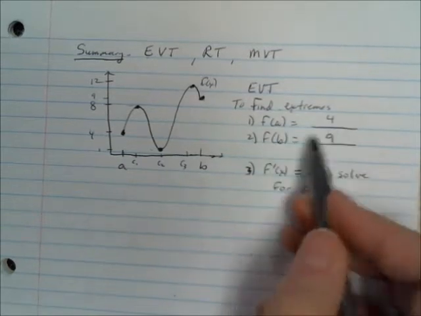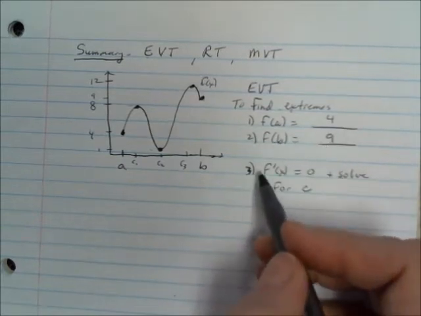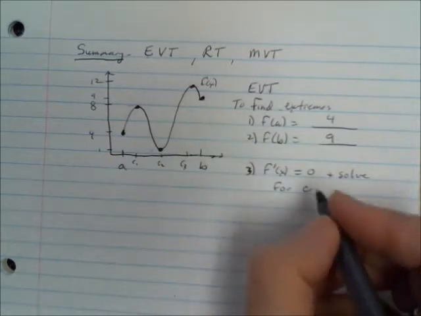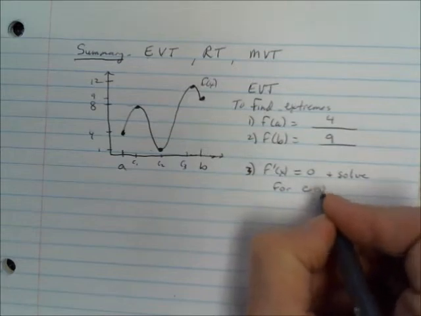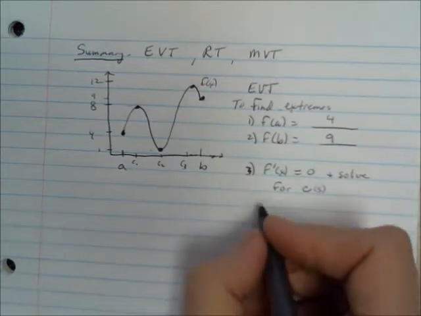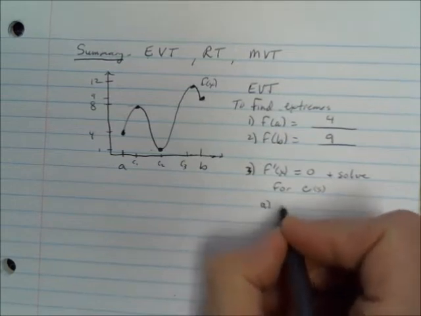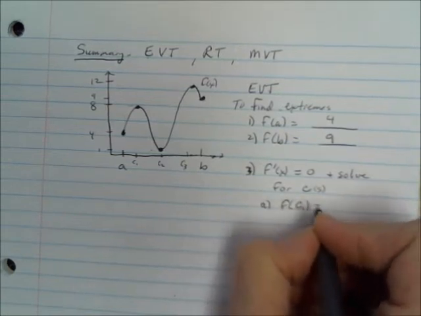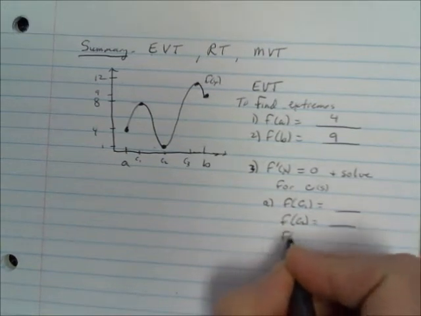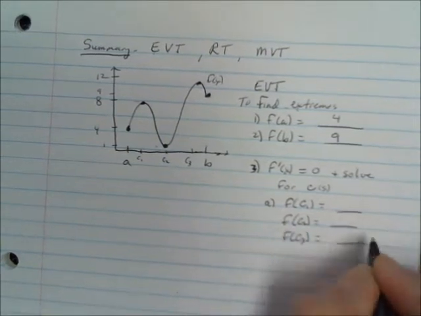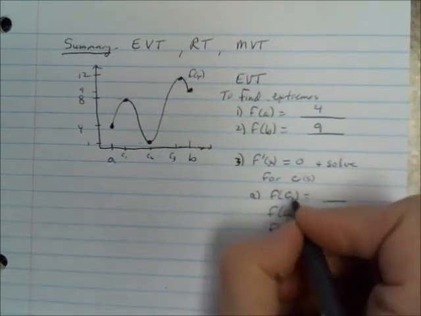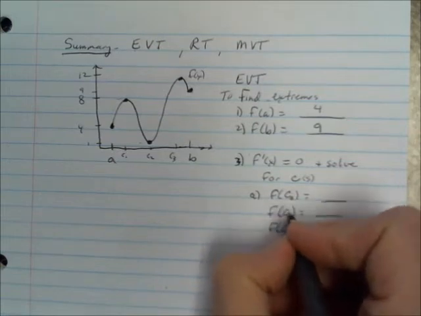So f of A is 4, f of B is 9. We find the derivative, set it equal to 0, solve it for c, and there might be many of them, like there might be 3, like in this example. And then we have to do f of C1, f of C2, and f of C3. Maybe we won't have a graph. Maybe you have to do this all algebraically, which is a lot of times the case.